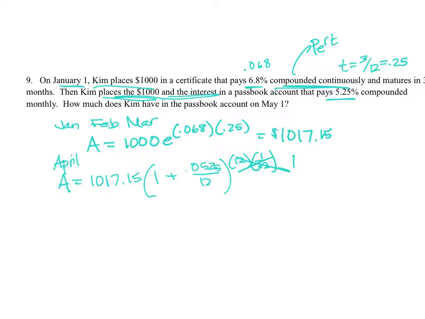And when we put this in our calculator, we end up with $1,021.45. So that's how much she ends up with after putting this in a certificate at 6.8%, taking that amount and turning around and putting it into a passbook account at 5.25% compounded monthly. So putting those 2 periods of time together, and that is her final amount. All right, that's 8 and 9.